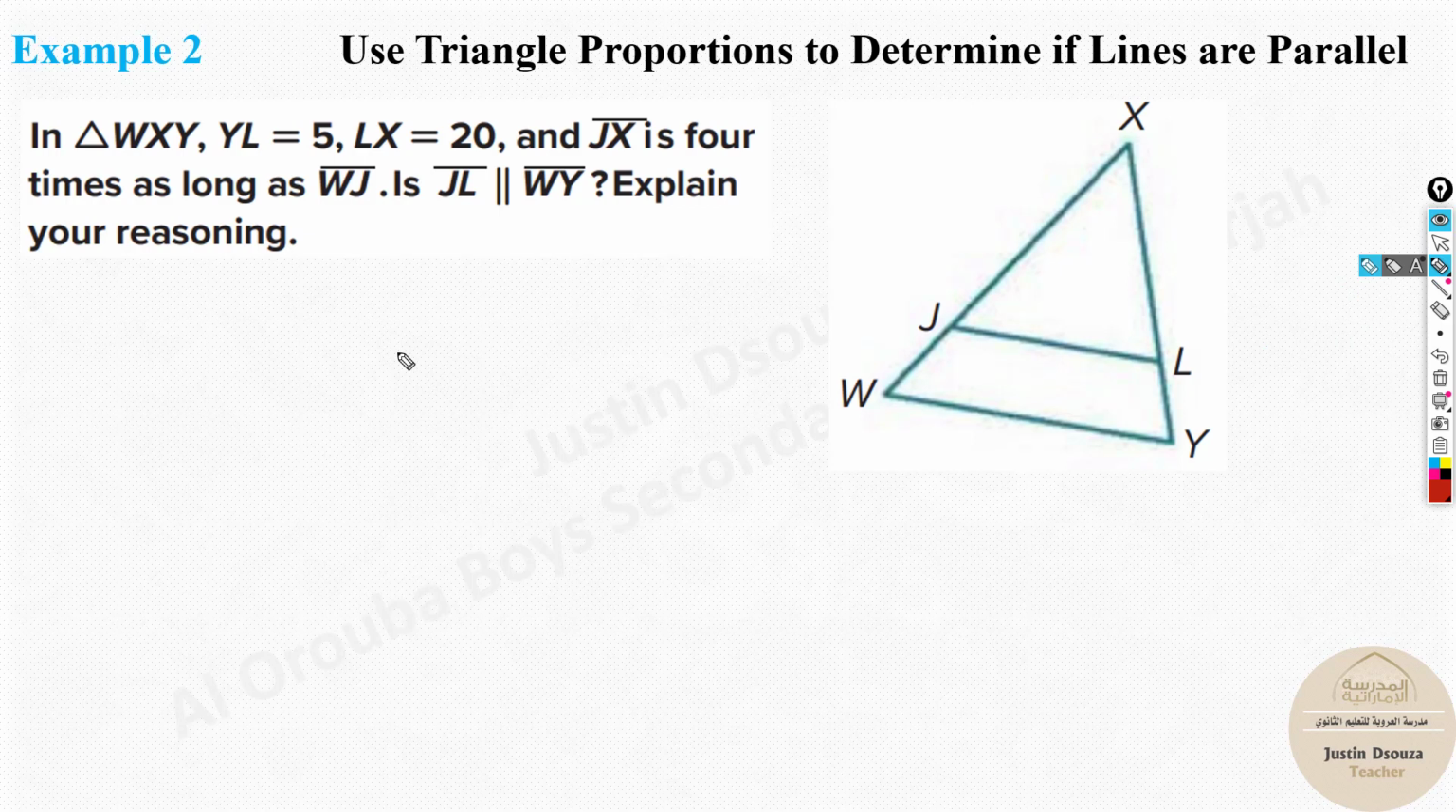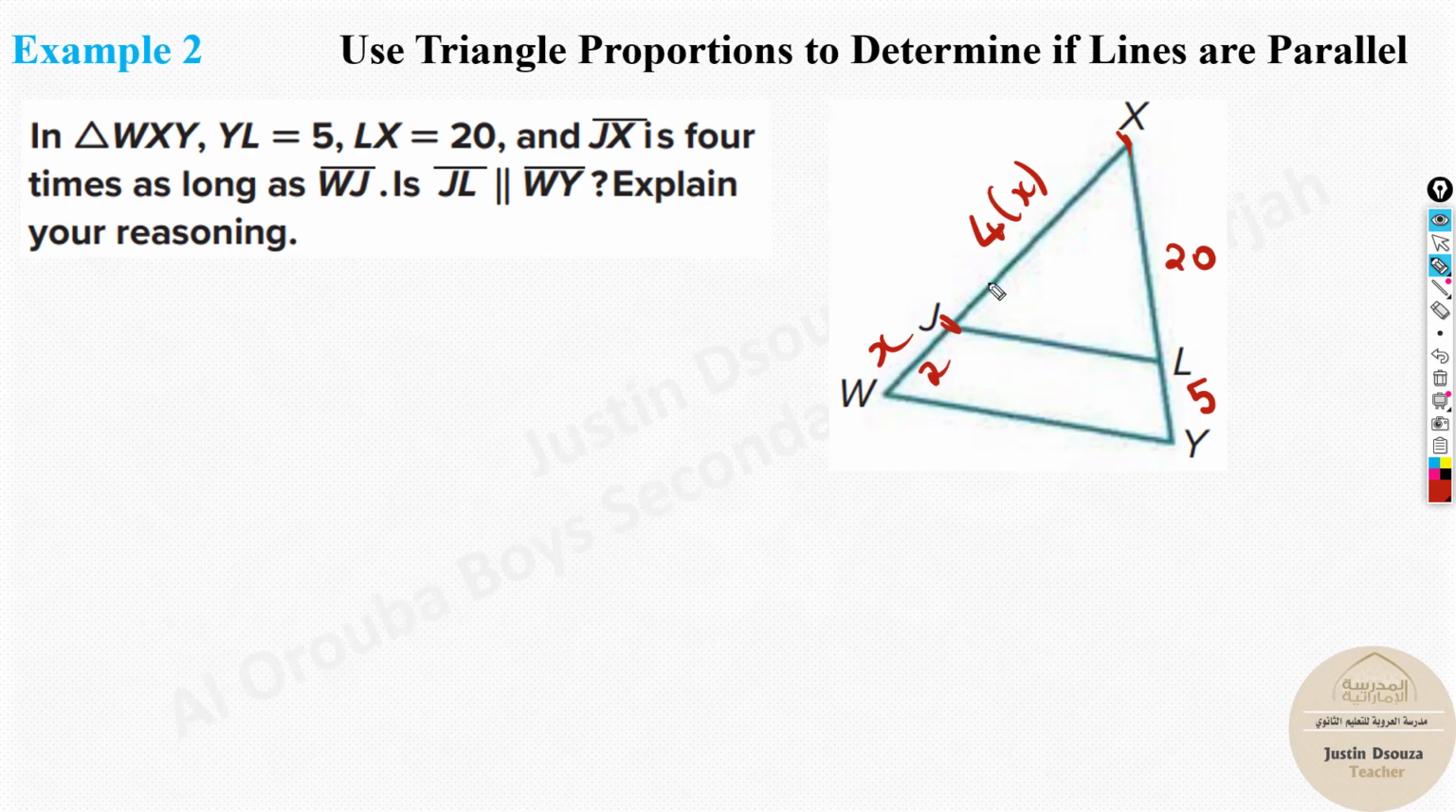So let us solve this. Whatever is given, let's write. In the triangle WXY, where is YL? YL is 5. And what about LX? LX is 20. So these are the dimensions. But look over here, JX is 4 times as long as WJ. This means WJ is unknown. Let me take this as x. So this will be 4 times x, or 4x. Why? Because they have told us it's 4 times the length of WJ.